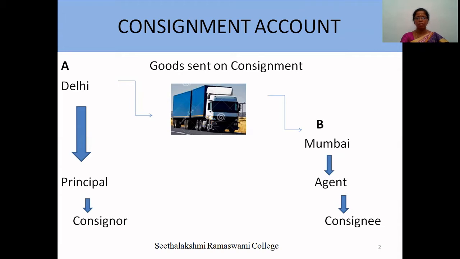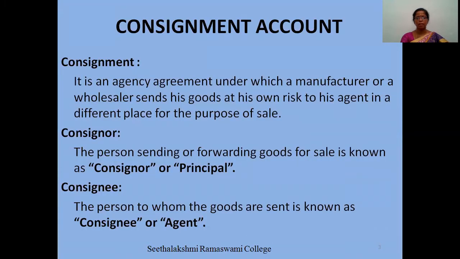behalf of A. So, regarding this consignment account, Mr. A is called a principal or consignor and Mr. B is treated as an agent or consignee. Consignment account is nothing but an agency agreement. Under this agency agreement, the manufacturer and the wholesaler transfer their goods to a consignee for the purpose of future sale at his own risk.